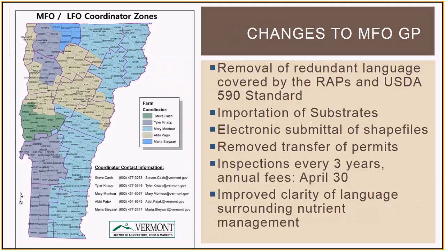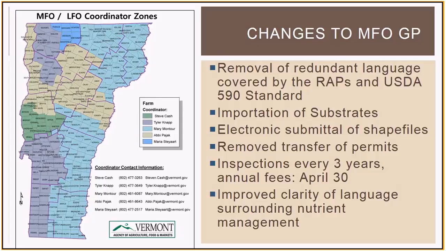So changes to the general permit aren't substantial. There's definitely, it looks a lot different. It's much shorter because we removed redundant language that was already covered by the 590 standard and covered by the RAP. So it's a much shorter document, which is nice. There are some important changes, even if they don't look large, but the importation of substrates. So non-sewage waste and solid waste for farmers, importing that when they're not creating it on their farm.